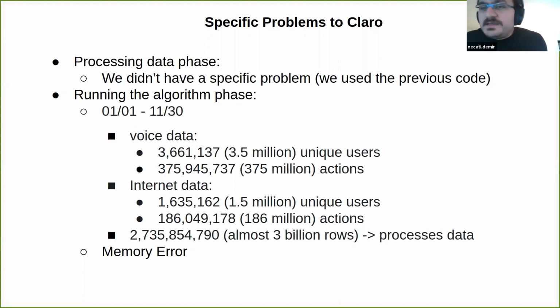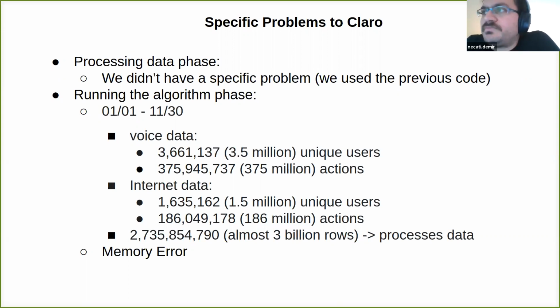Now, the data is between 1st of January and November 30. So voice data, we have almost 3.5 million unique users that used voice, and 375 million actions. What is an action? The action is Necati is calling Carlos today. It's an action. Then I am calling Nati. It's another action. So I have 375 million actions in voice data.